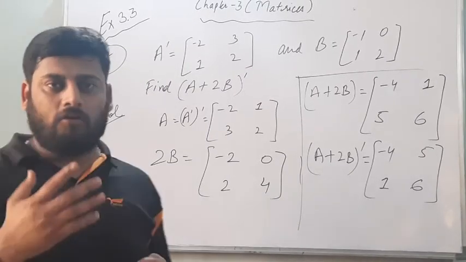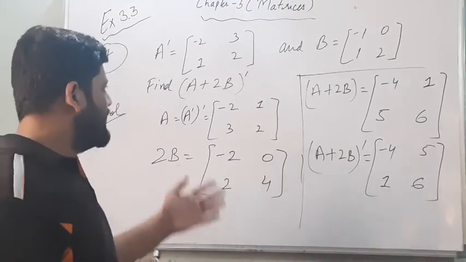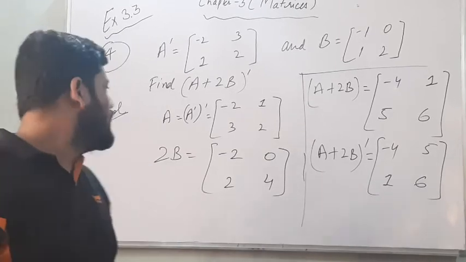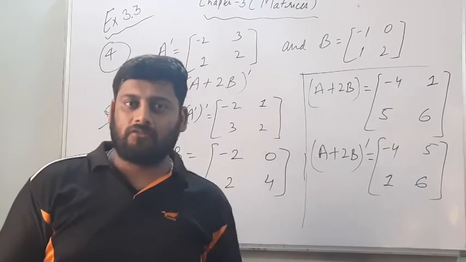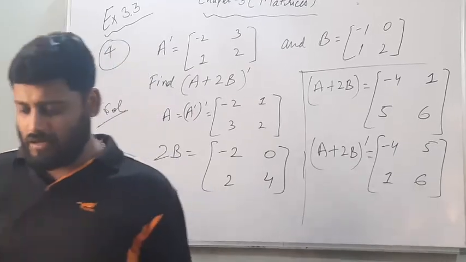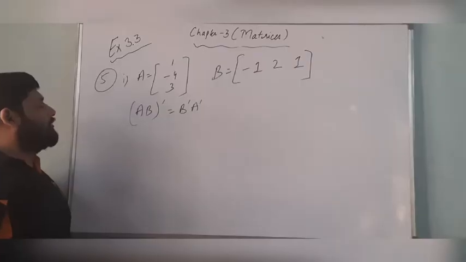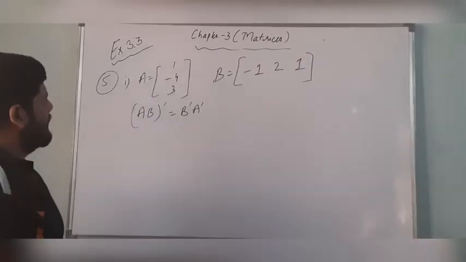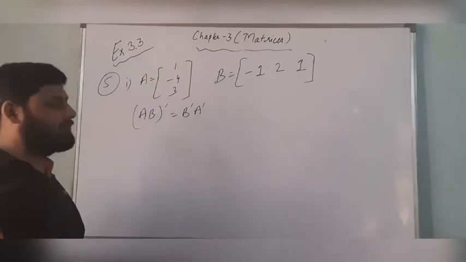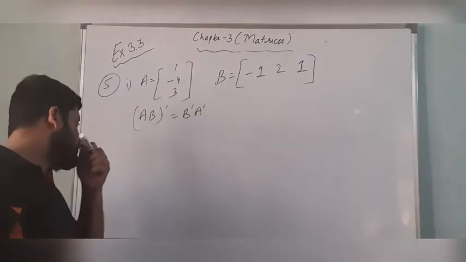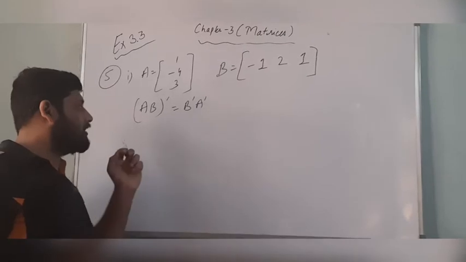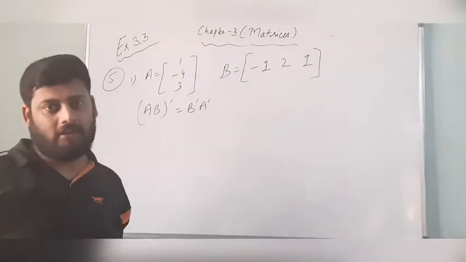Now you can copy the question. I hope you have understood. It's a simple one. Now we'll move to our next question, that is question number 5. So before that you can copy it down. So fifth question is, it has been given to us A matrix and B matrix. What we have to find out? We have to prove that AB transpose is equals to B transpose A transpose.